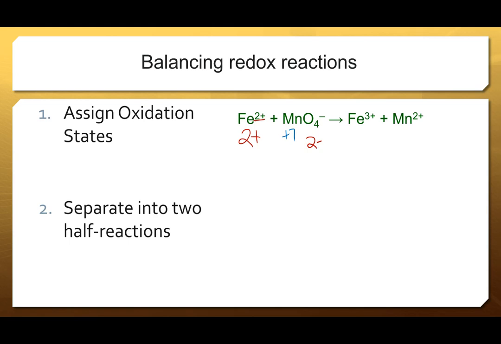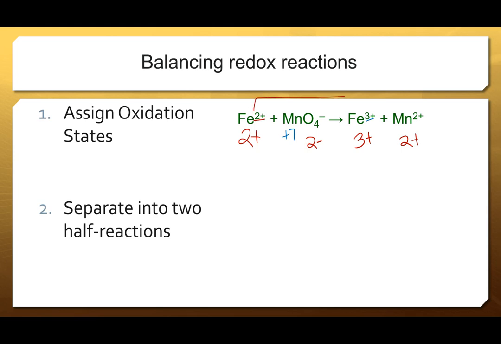All right, let's go to the product side. Over here we see iron again is a monoatomic ion, so in this case it's 3+. And here we see manganese is a monoatomic ion, it's 2+.